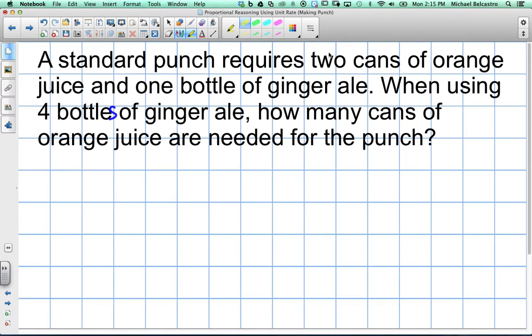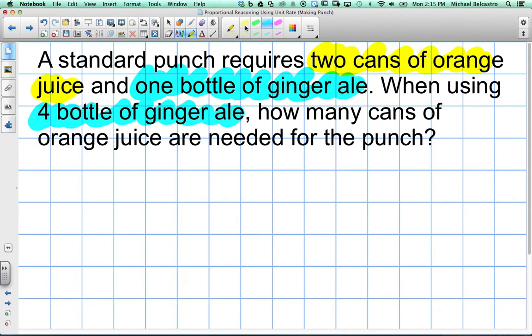Standard punch requires 2 cans of orange juice. And I'll highlight in a different color the other types of bottles. 1 bottle of ginger ale to build. When using 4 bottles of ginger ale, how many cans of orange juice are needed? Okay, so almost everything here is pertinent information. Let's set up our categories.